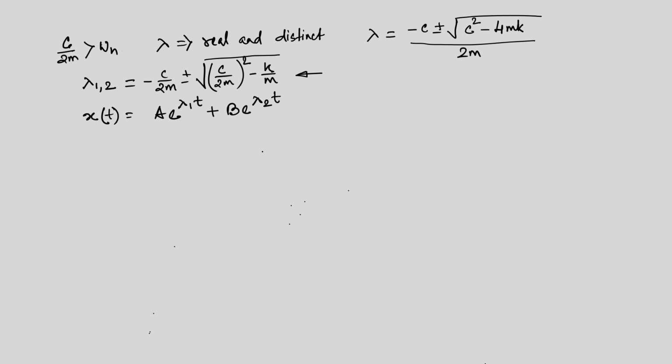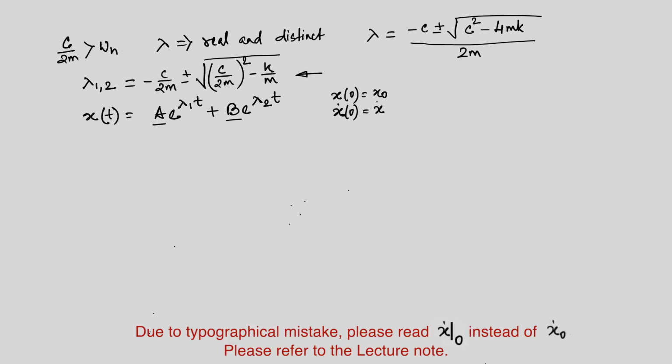So, if we look at this equation, we have a and b, these are the two constants. So, our next task is to evaluate these two constants. How do we do that? We have the initial conditions. If you recall, x of 0 is equal to x naught and x dot of 0 is x dot naught. So, let us quickly solve these two constants a and b, and then we will see how the solution looks like. For that, let us first differentiate x of t.